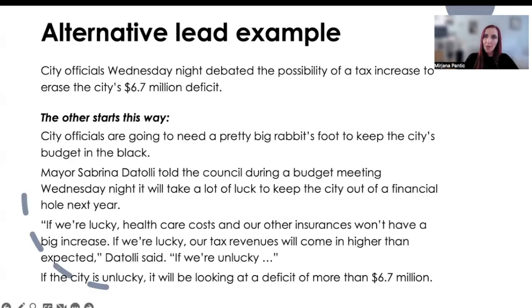6.7 million. So you see, an alternative lead runs for several paragraphs, like in this case, it is 4 paragraphs long. So in the fourth paragraph, we just learned that if the city is unlucky, it'll be looking at a deficit of more than 6.7 million, which is the information we learned the moment we read the summary lead.